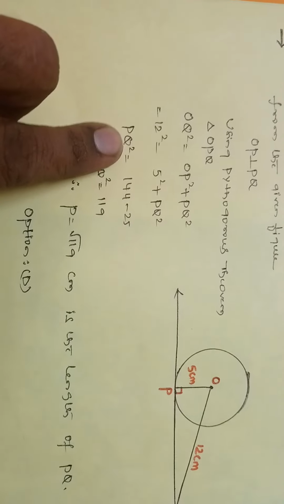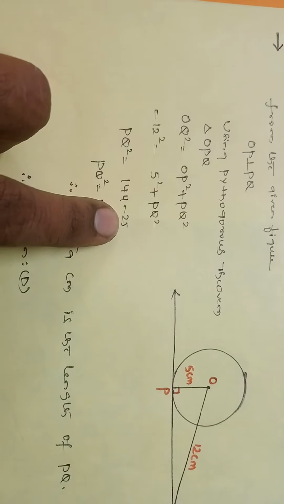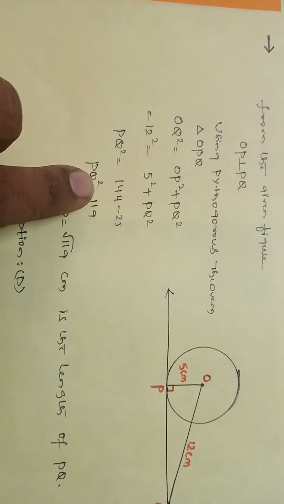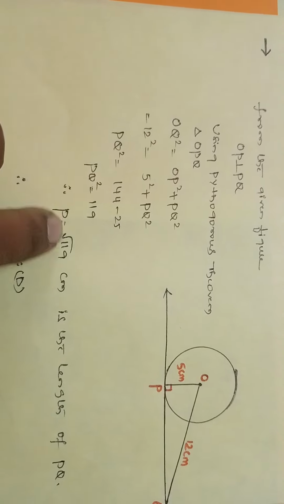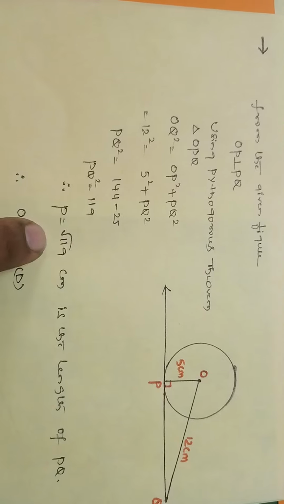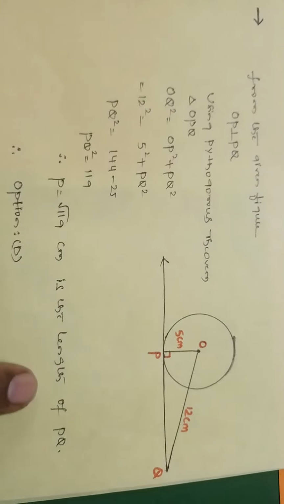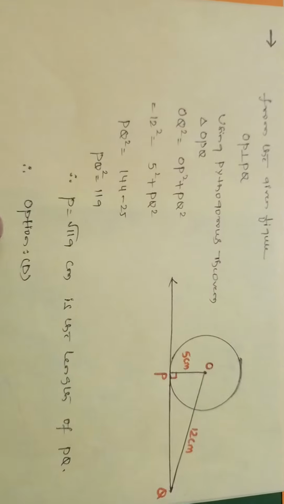So PQ square equals 144 minus 25, that is 12 square minus 5 square. We will get 119. Remove the square and it becomes the root on the RHS. Therefore, PQ equals root 119 centimeters is the length of PQ. So this is option D, guys.